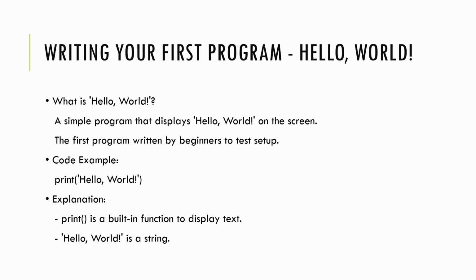Here's the code: print("Hello World"). The print function is a built-in Python function that outputs text to the screen. The text itself, Hello World, is a string and is enclosed in quotation marks.